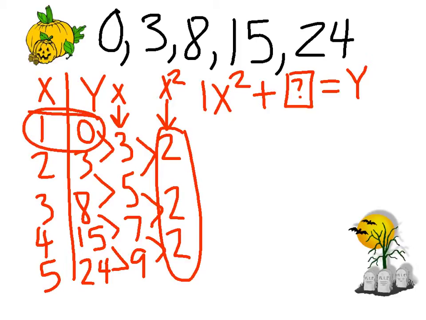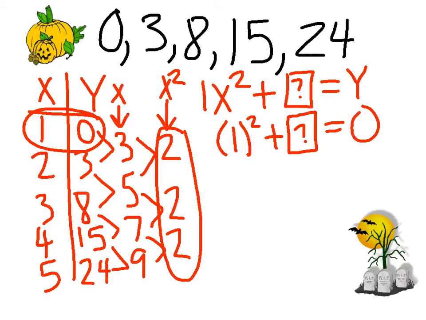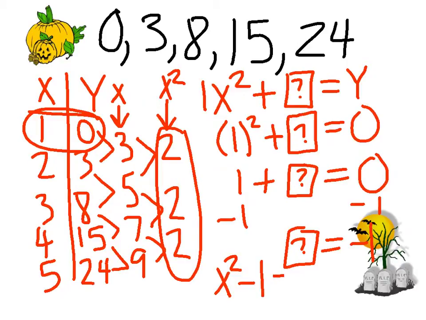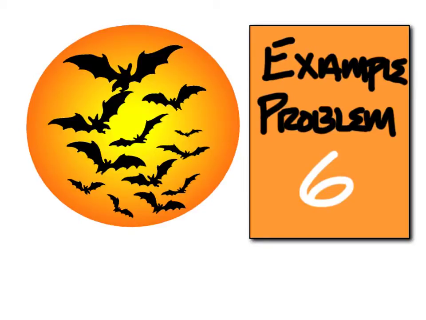Now to do this, we're just going to plug in our ordered pair like we did the last time. If we plug in 1 for x, and we plug in 0 for y, 1 squared is 1, plus our number equals 0. We subtract 1 from both sides. So our number is going to be negative 1. Okay, that means our function is x squared minus 1 equals y. Alright, let's try.